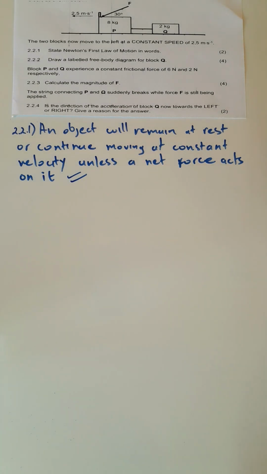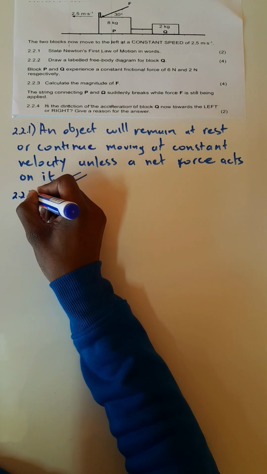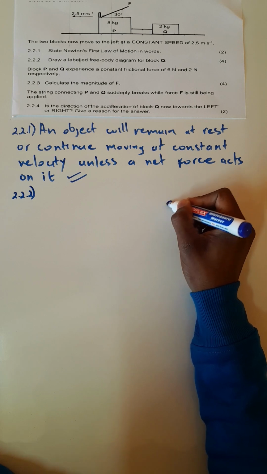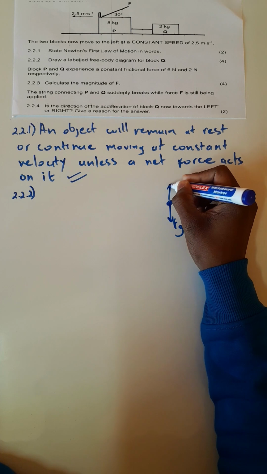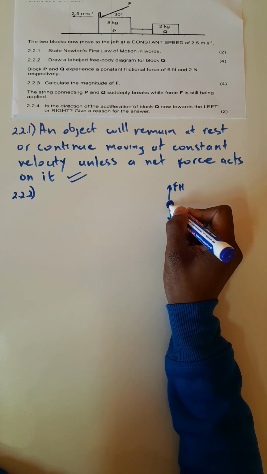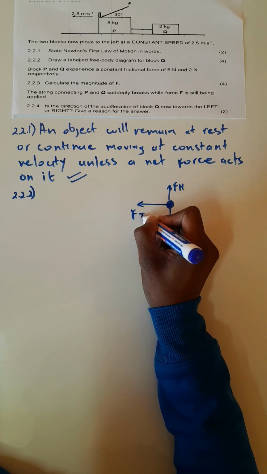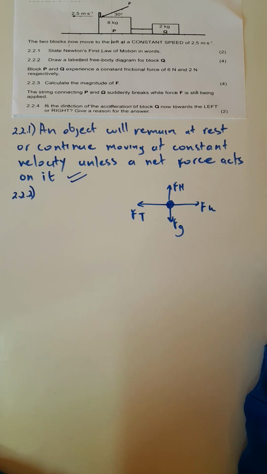2.2.2, draw a free body diagram for block Q. So the free body diagram for block Q will have here the dot, gravitational force, from the surface, normal force, and from the string is pulling block Q to the left with a tension force, and opposing the motion is frictional force there. Although the question wants us to only draw the free body diagram for block Q, we always need both free body diagrams, for P as well.